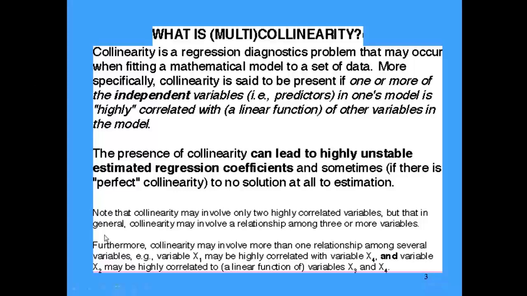And then the other thing I say down here at the bottom is that collinearity may involve more than one relationship among several variables. Variable X1 may be highly correlated with variable X4, and variable X2 may be highly correlated with X3 and X4. If that happened, that's an example of two collinearity problems. X1 and X4, that's one problem, and then there's X2, which is highly correlated with X3 and X4. That's two problems. So that's why the term multicollinearity is often used instead of just collinearity, because you might have more than one collinearity problem.